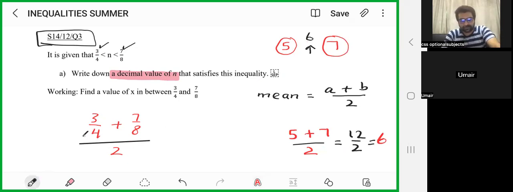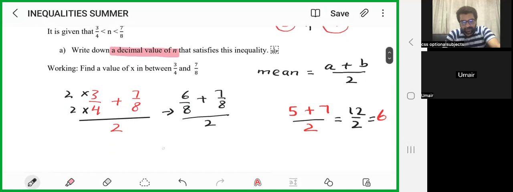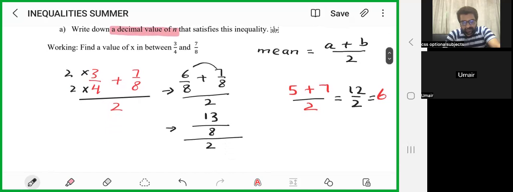When we add them, we will make the denominator same in these fractions. I will multiply by 2, so it will become 6 over 8 plus 7 over 8, divided by 2. So 7 plus 6 is 13. I am working on fractions only right now. So 13 over 8 is the result of addition of these two fractions.